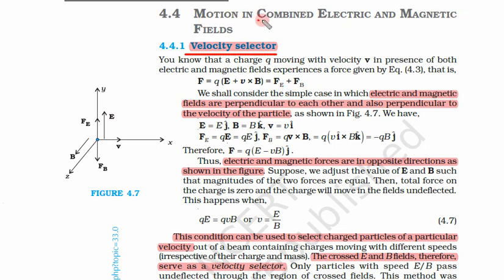Now we are combining both electric and magnetic fields. Now we have two types of fields. This is also called velocity selector. Many times a 1 mark question comes in your exam, asking how we can select a particular velocity for a charged particle. For that question you use this formula, which is the velocity selector. So now let us do this.